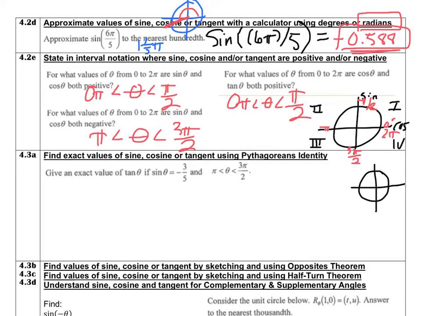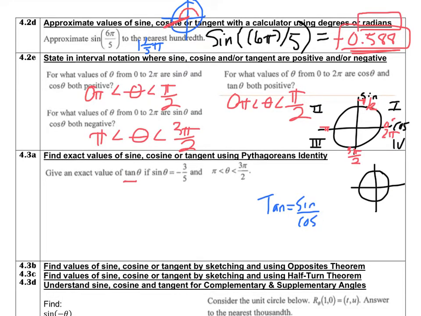4.3a, find the exact value of sine, cosine, or tangent using Pythagorean's identity. Here it says, give an exact value of the tangent. So they want us to find tan, so I'm just going to make note really quick over here what tangent is on the side. Tangent is sine over cosine. So that's what we need to find ultimately, sine and cosine, and put it in here and simplify.